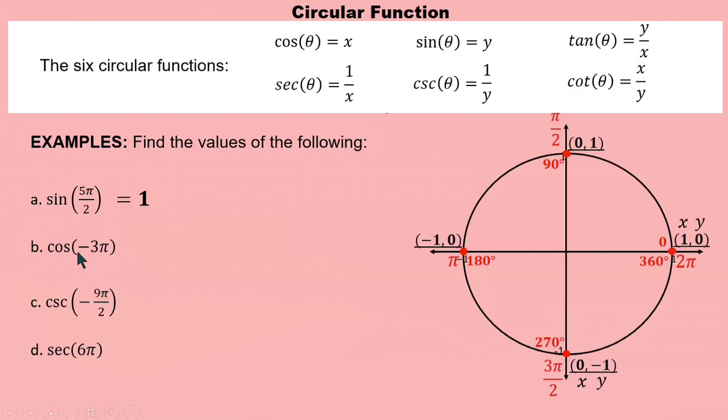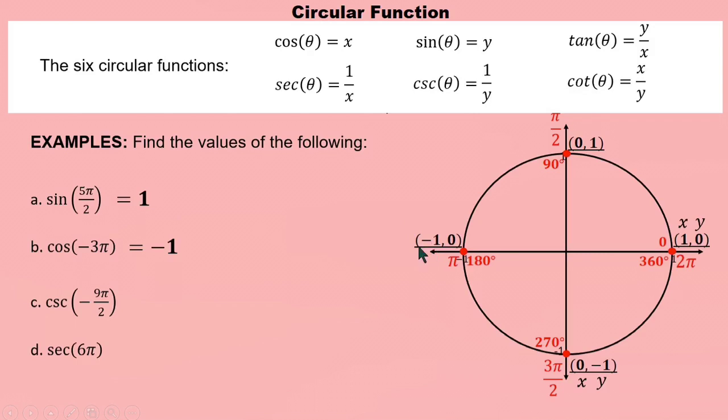So we must count pi 3 times in a clockwise direction. So we have negative 1 pi, negative 2 pi, and negative 3 pi. It coincides with this point with coordinates negative 1, 0. Thus, cosine negative 3 pi is equal to negative 1, the x value.